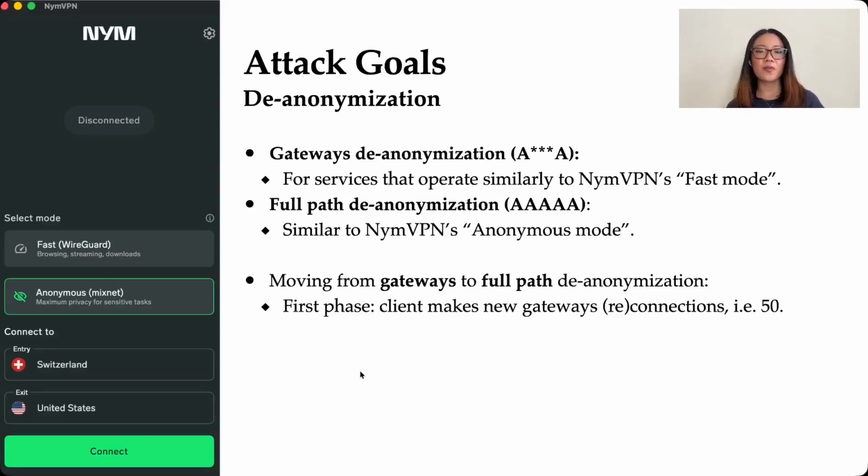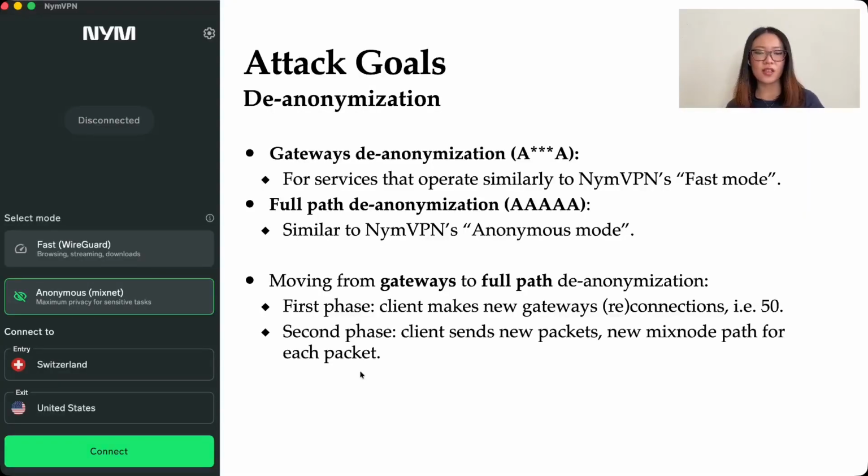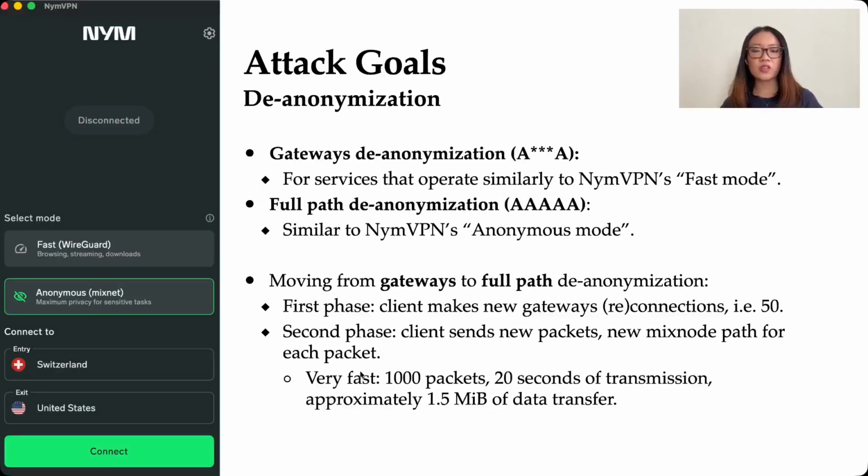So moving from gateway to full path de-anonymization, there can be two phases. The first phase is that the client will make new gateway reconnections. We estimate 50 to be a realistic number within a day. And once the first phase is achieved, we move on to the second phase. The client will send new packets, because every new packet means a new mixnode path. And the second phase can be achieved very quickly. To give an example, 1,000 packets is equivalent to 20 seconds of transmission.